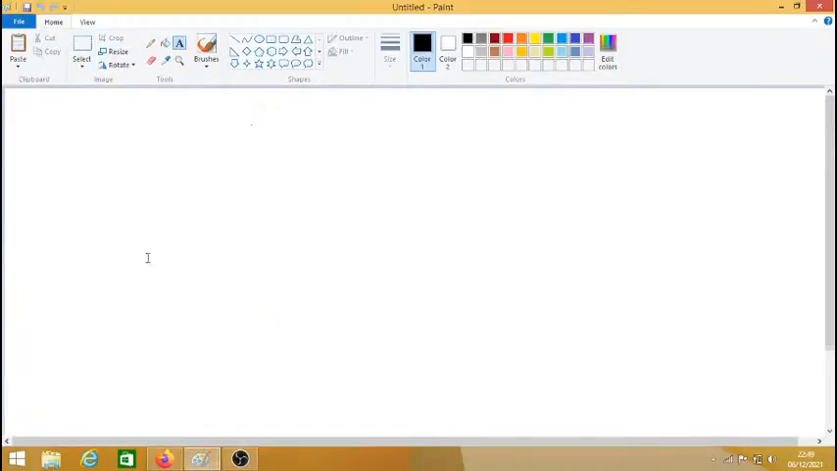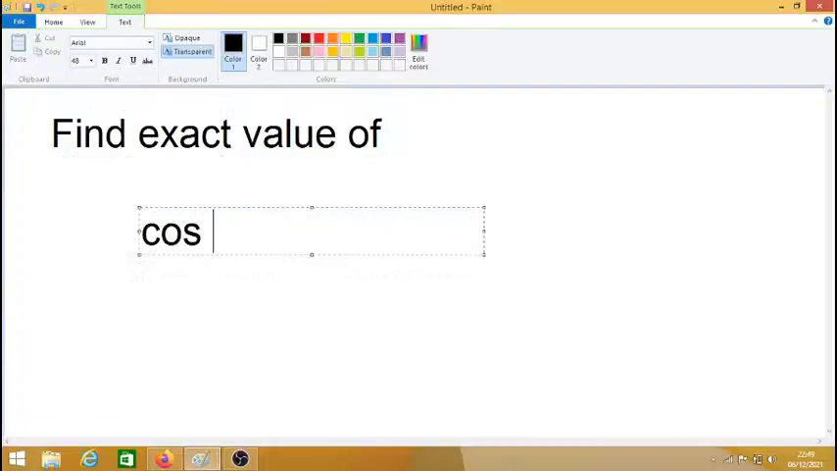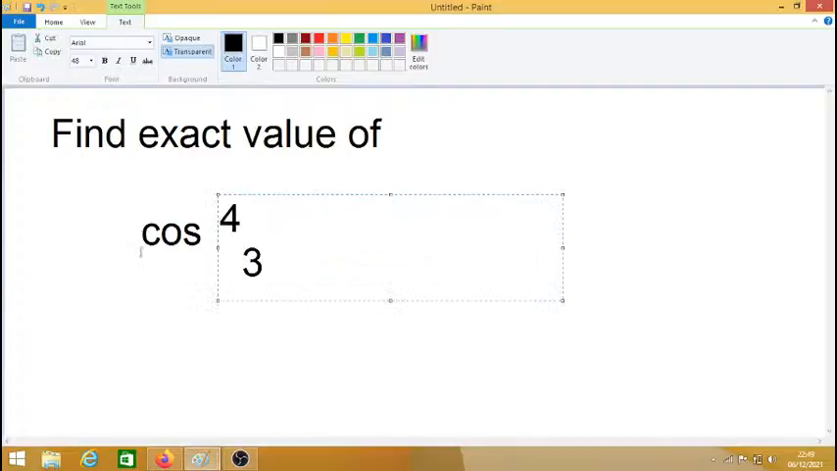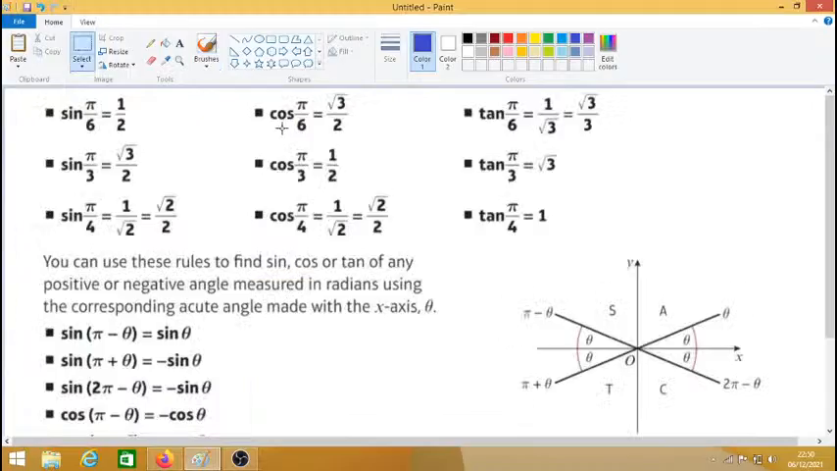So the first example is to find the exact value of cosine 4 pi over 3. So notice it's cosine, not sine, and it's 4 pi over 3. So you want to look at that 4 pi over 3, and then you want to compare it to one of the easy ones that you've memorized or you will be memorizing, and think, how can I take 4 pi over 3?